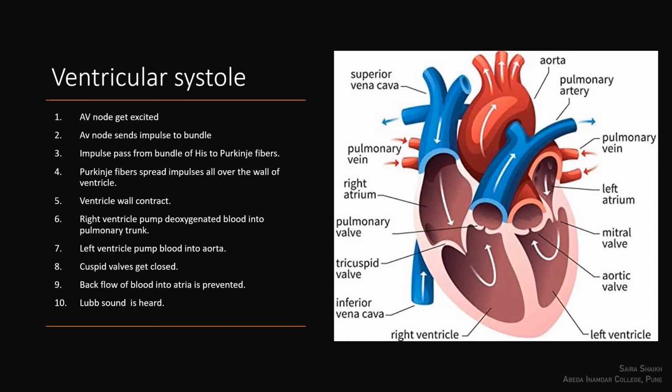During the ventricular contraction, the wall of the ventricle is in the contraction phase. The right ventricle pumps the deoxygenated blood into the pulmonary trunk, and the left ventricle pumps the oxygenated blood into the aorta. The cuspid valves get closed, and this prevents the backflow of blood from the ventricle to the auricle. To complete the ventricular systole, the time required is 0.3 seconds.